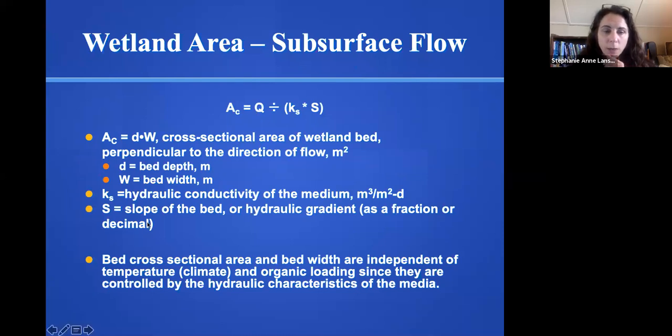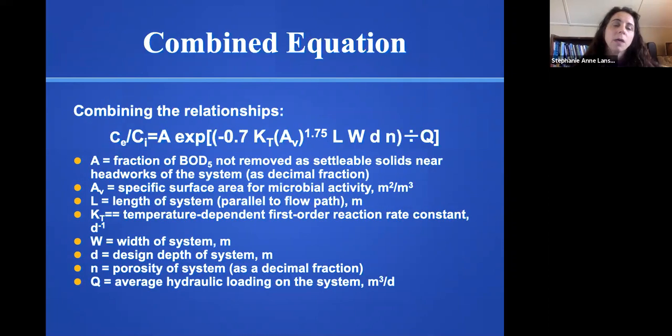Again, we can also look at the slope. Depending on if we have a slope with our wetland, if it's a vertical flow wetland, then we need to take that into account as well. And then you can combine them all to get this really big equation, and that basically tells us our concentration. So if we know our concentration coming in, we can then calculate our concentration coming out using this equation: area, K_T, area to the 1.75, length times width times depth times porosity, divided by flow.